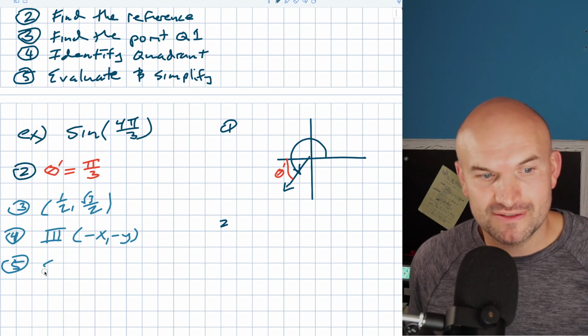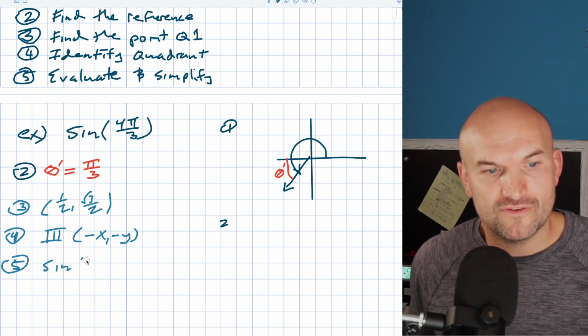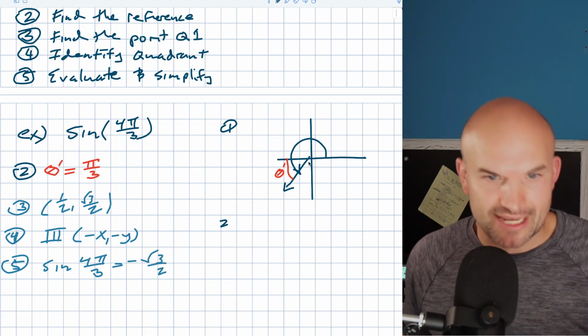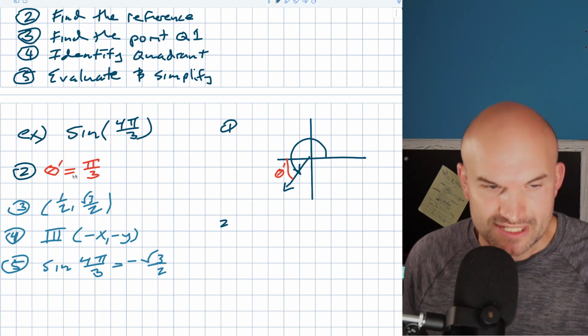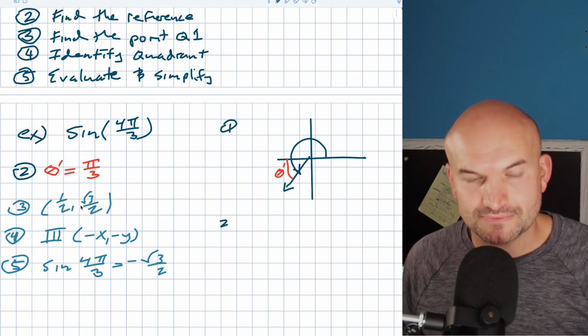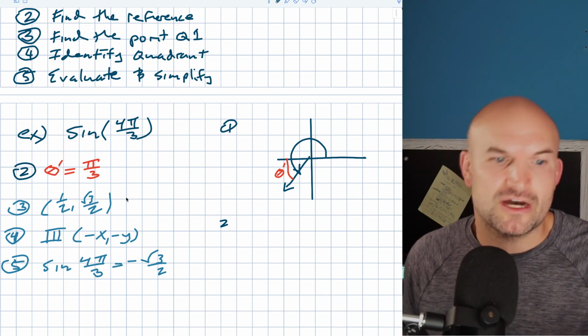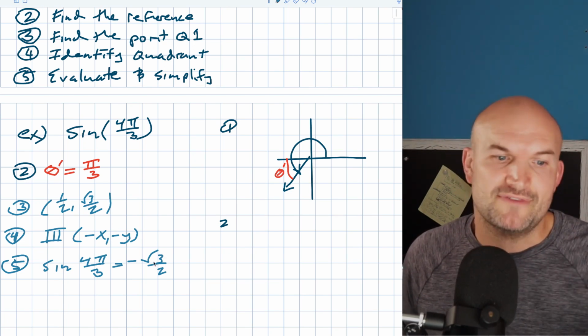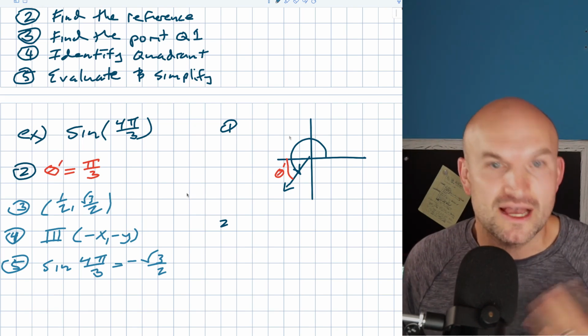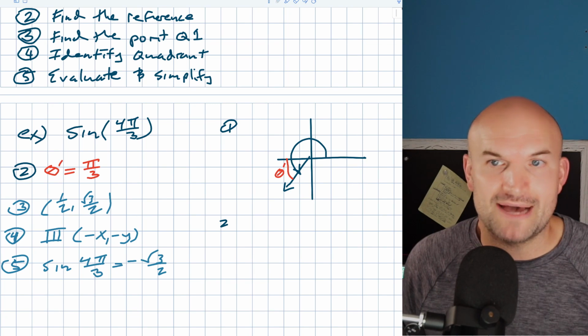So my answer, the sine of 4 pi over 3, is equal to negative square root of 3 over 2. So you can see I found the angle. The angle helps me identify the reference angle, which helps me identify the point. And then I use that angle to help me identify the quadrant, which helps me identify the sign. And then I can go and evaluate, and I don't need to further simplify. In this case, we are all done. So that was one drawn out.